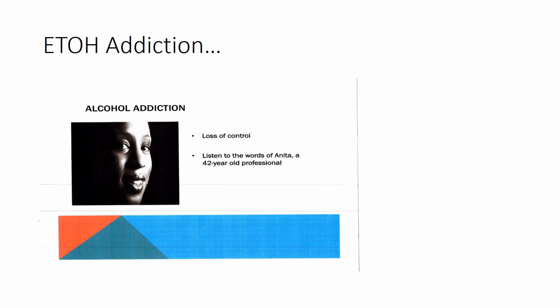Addiction occurs when a person experiences a loss of control over drinking. In other words, it is difficult for the person to decide when to quit drinking. Listen to the words of Anita, a 42-year-old professional. When I started drinking, I knew I couldn't stop. I just wasn't content with one or even two drinks. I needed more. I loved the way alcohol made me feel. I was always chasing the buzz.